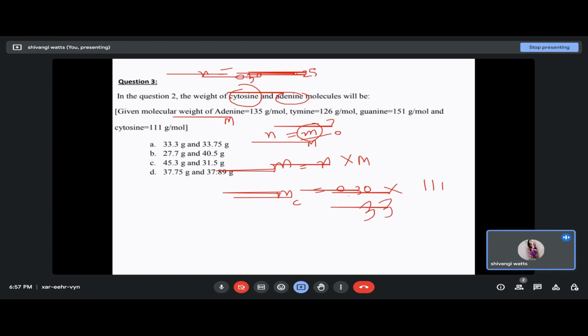So there is no need to calculate even the second one, because if we calculate cytosine, it is having 33.3. Option A is the correct option. Same you can calculate for adenine also.